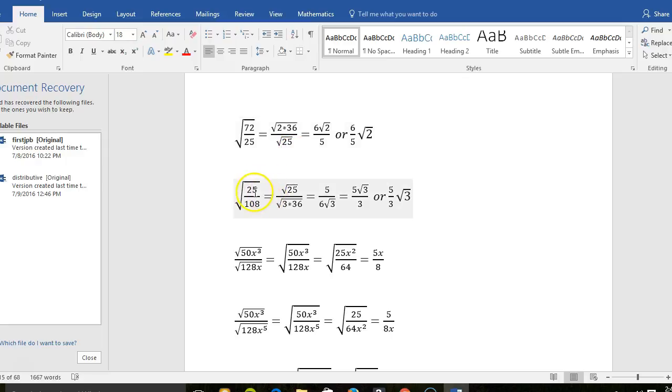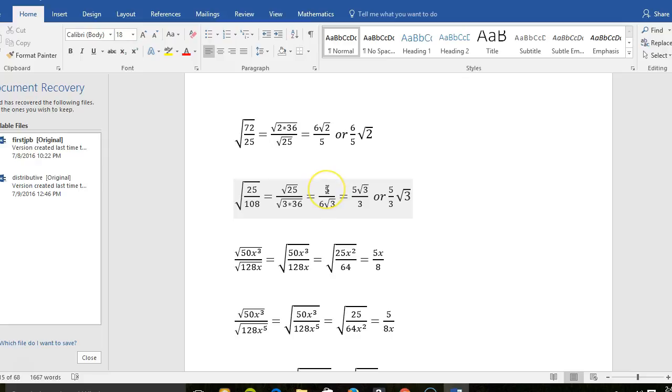Now let's look at this one. The square root of 25 over 108. You just break it up. That's the square root of 25 over the square root of 108. Now we break 108 up into 36 times 3, because 36 is the biggest perfect square that goes into 108. Now the 36 comes out as a 6, the 3 stays in.